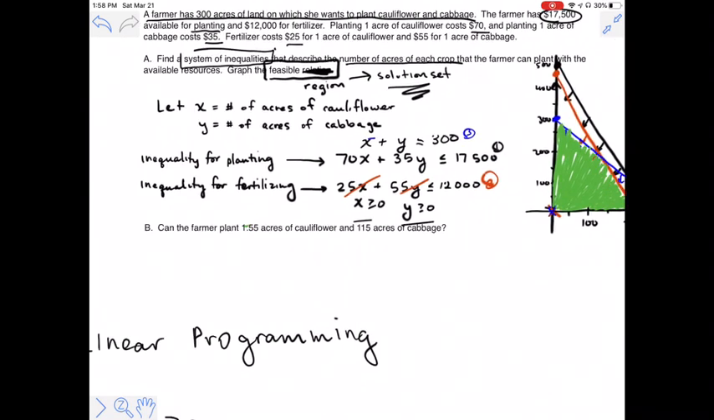Yeah, that's another typo. It's not 1.55. I'm looking at part B. Sorry, that should say 155.